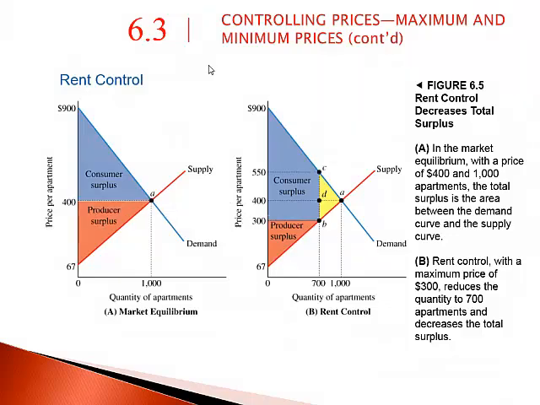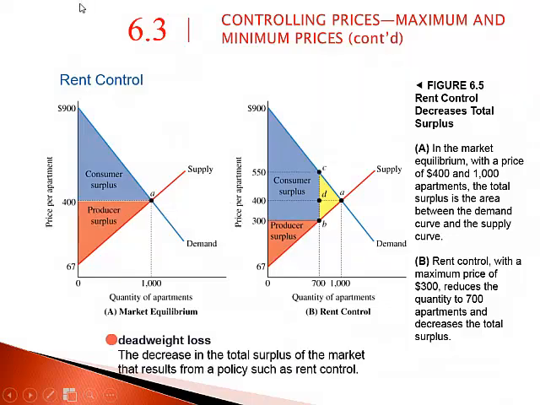There we go. It didn't freeze up like it did last time. Good deal. All right, so this is deadweight loss. This is the decrease in total surplus of the market that results from a policy such as rent control.